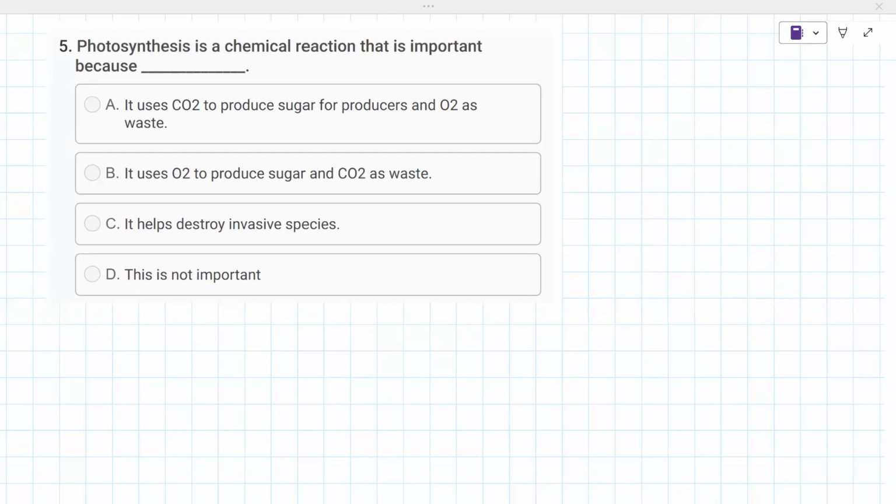B. Why can you remove B? Because it says as waste, it produces CO2. Okay. I was hoping you might say C and D. I mean, it doesn't destroy species. It's not important. I was gonna say those after. Okay. So that means if that's true, then what must be the answer? A. It is A. All right. Good job.